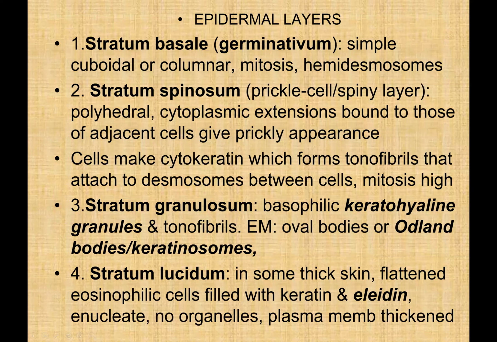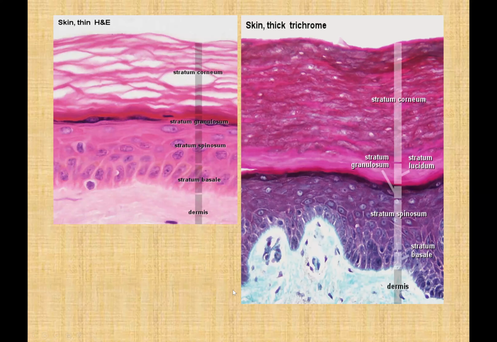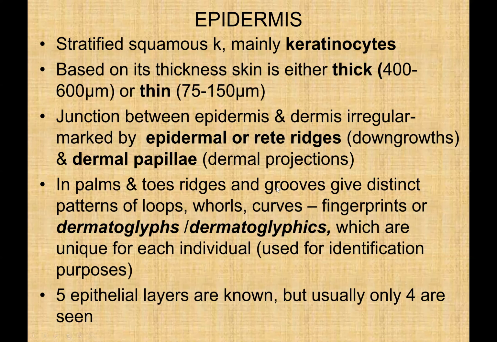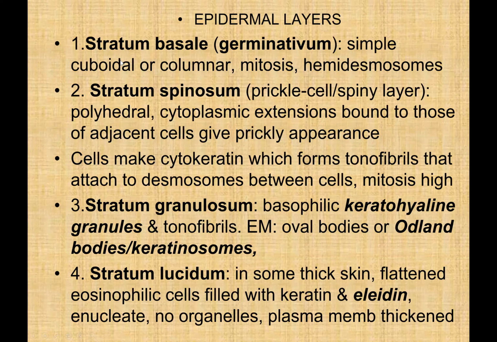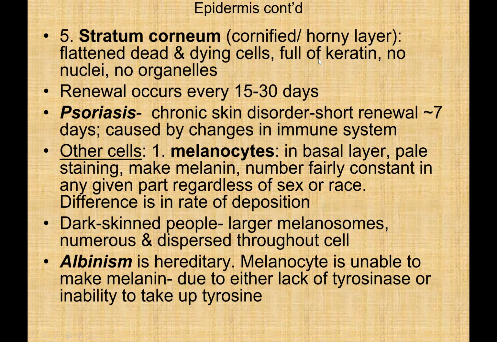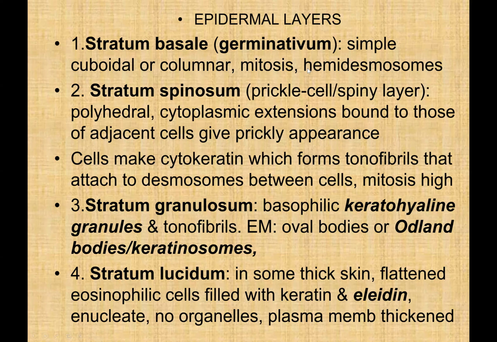So in the stratum basale, that means I'm starting from the bottom all the way to the top. In the stratum basale, we can identify simple cuboidal, at times columnar, but mostly cuboidal epithelium, which undergo a lot of mitosis. They undergo a lot of mitosis to produce the other cells.